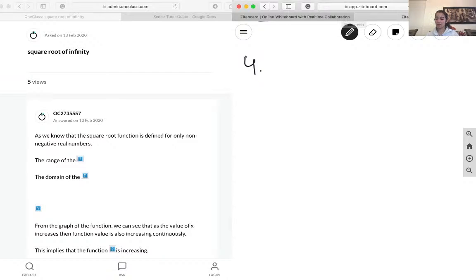But we have a mathematical way of proving that, so we're gonna use limits to do that. So we're gonna say that the limit of x as it approaches infinity of the square root of x, because that's our function, is equal to infinity. Okay.